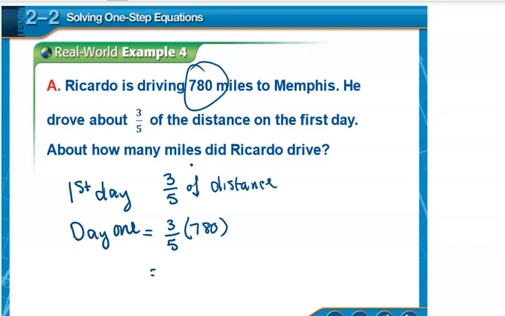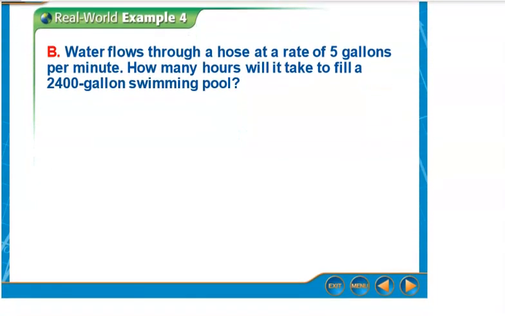Multiply that out and you get 468 miles would be 3/5. Whoops, missed a little 5. All right, you try this one.